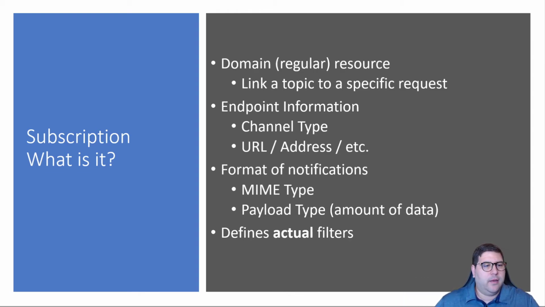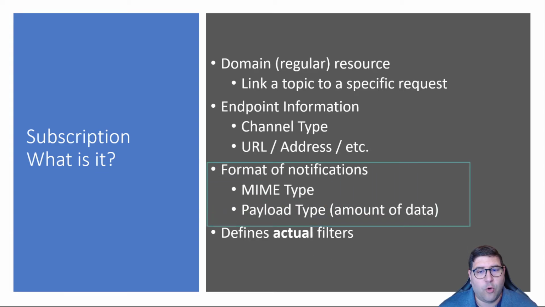So once we have the topic, then we come back to the subscription itself. It's a domain resource, so it's just a standard resource. We're linking a topic to a client is really what we're trying to do. One of the key pieces is this endpoint information. So the channel type, that's just the communications channel we're using, whether it's REST hook, WebSockets, email, and so forth. And then all the supporting information. If you're using a REST hook, you need a URL. If you're using WebSockets, you might have some additional information for security, et cetera.